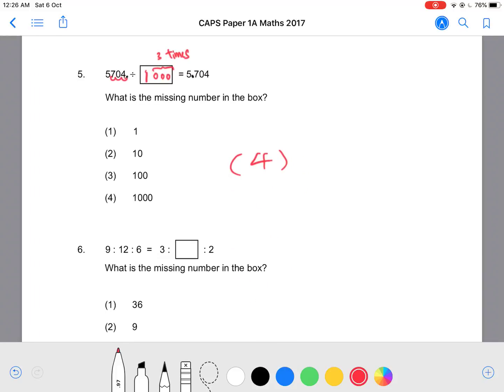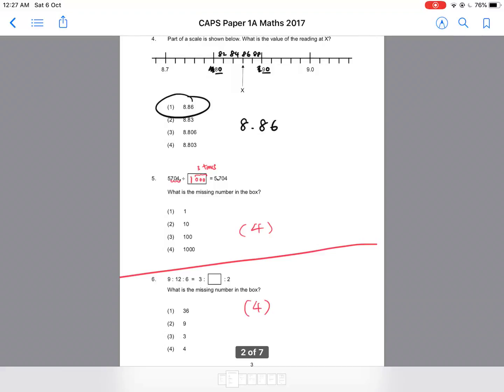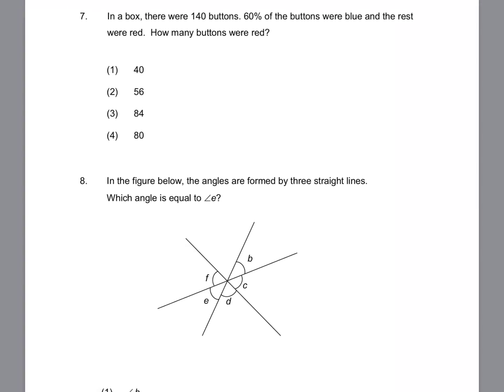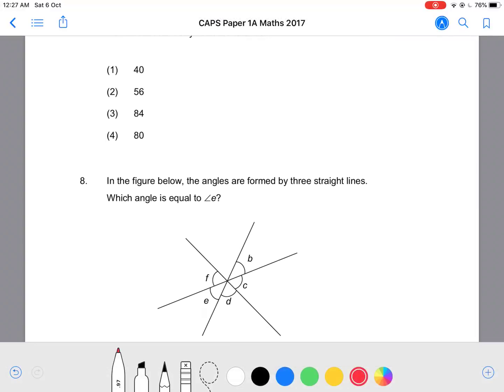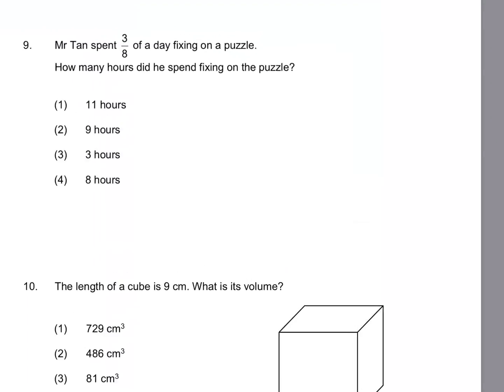Alright, next, an easy one, so I don't want to go through that. Okay, next, let's move on to question number 7. Question number 7 would be answer 2. Question number 8 will be answer 1.